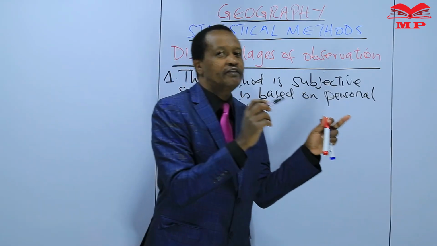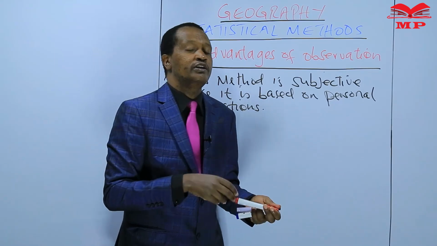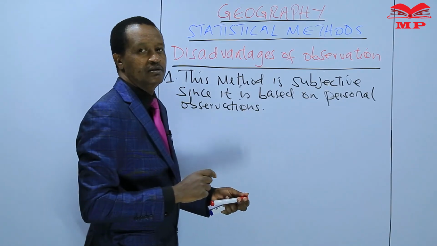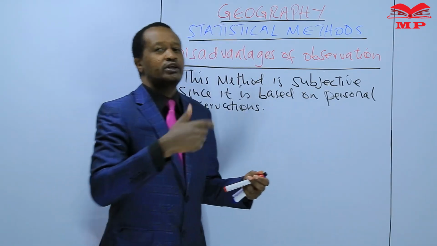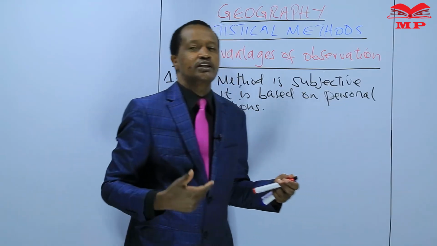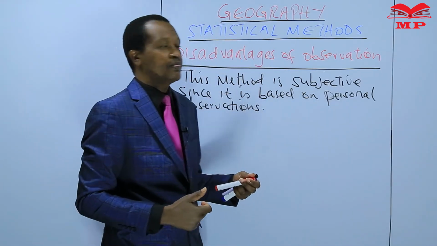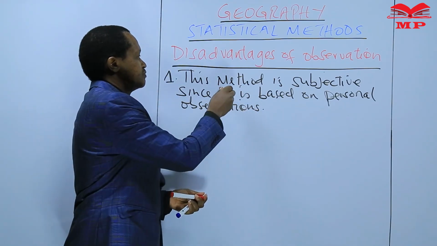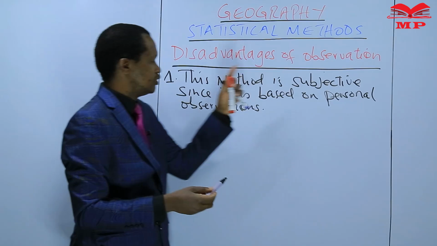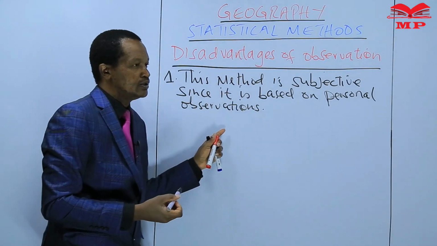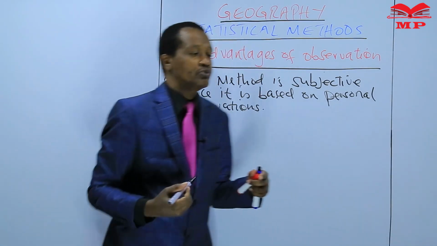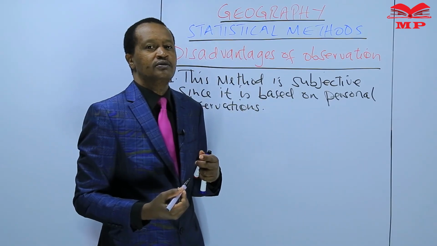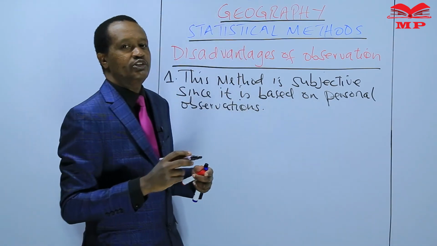He may leave out certain features of the phenomena under study. There are times we normally consider things that we want to consider. Okay? The researcher may be subjective because he's making personal observations. There may be an element of biasness when recording data. That is one disadvantage.